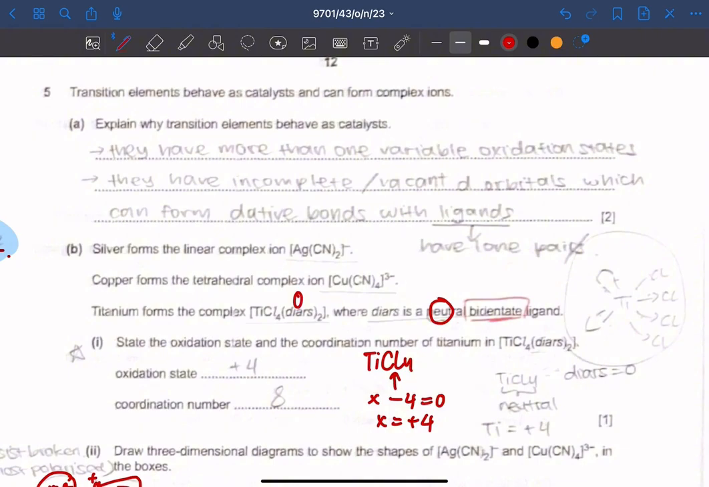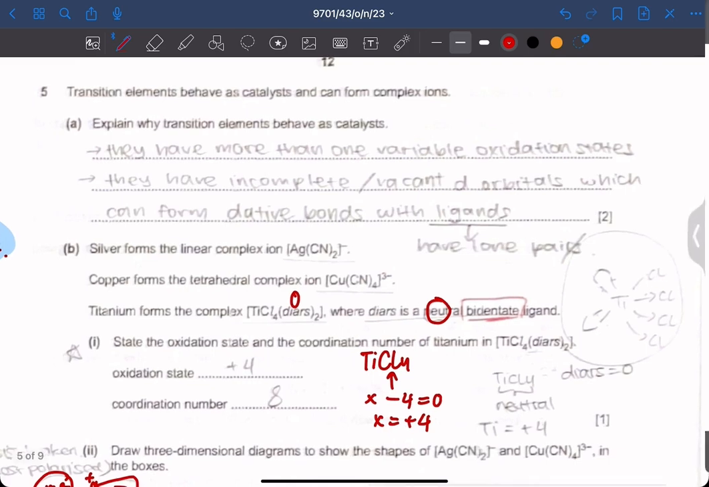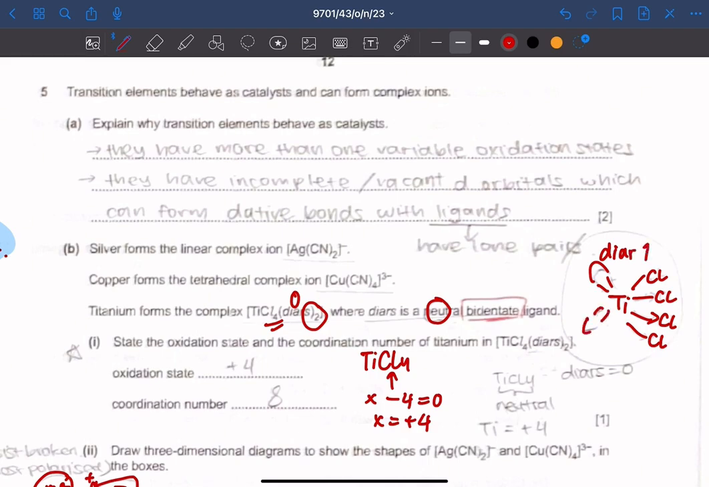And for the coordination number, because Ti is actually bonded to 4 Cl atoms, we should actually draw that first. Bonded to 4 Cl atoms, and then there are 2 diars. 2 diars form 2 dative bonds each. So diars 1 and diars 2. So coordination number, how many dative bonds are formed? 1, 2, 3, 4, 5, 6, 7, 8. So the coordination number is 8.